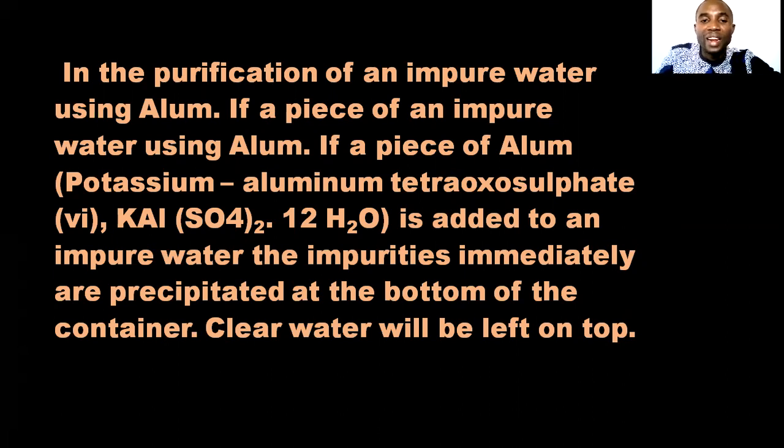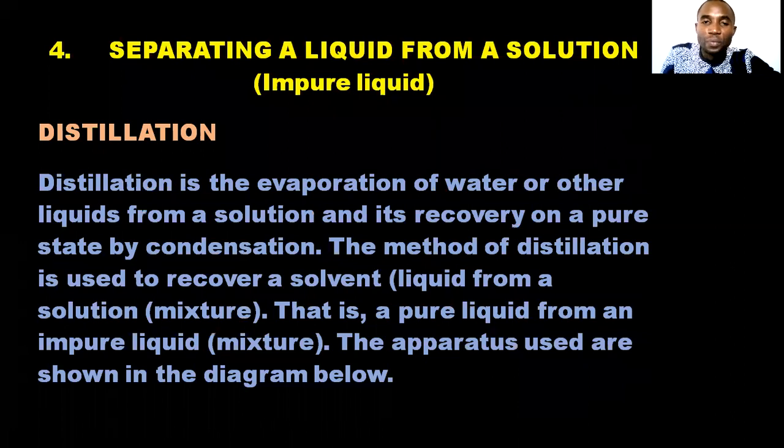In purifying impure water using alum, a piece of alum, which is potassium aluminum tetraoxosulfate 6, is added to the impure water. The impurities are immediately precipitated at the bottom of the container. Clear water will be left on top of it. It's common; we use it in our homes. And when that is done, you can filter.